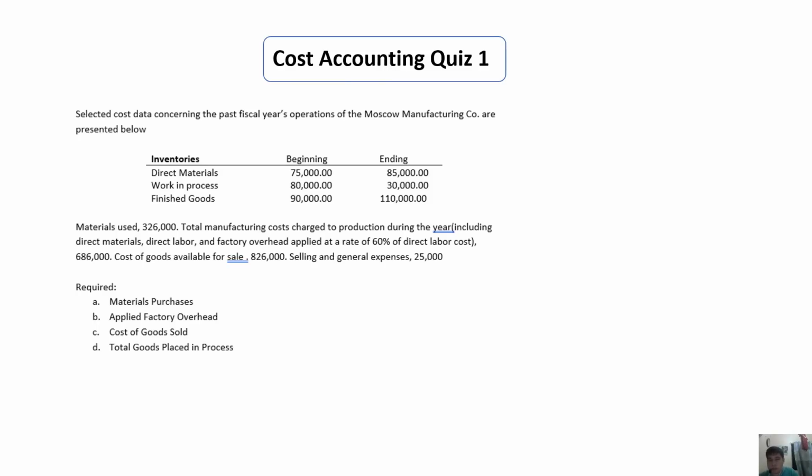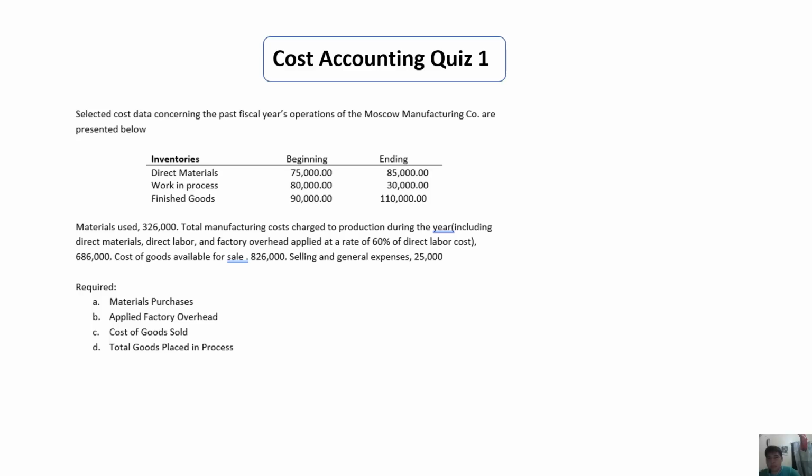Okay, so let's proceed to our problem number 4. In problem number 4, these are the requirements. We have to determine the materials purchased, the applied factory overhead, the cost of goods sold, and the total goods placed in process. So in this case, parang pinapagawa na tayo ng cost of goods sold report.